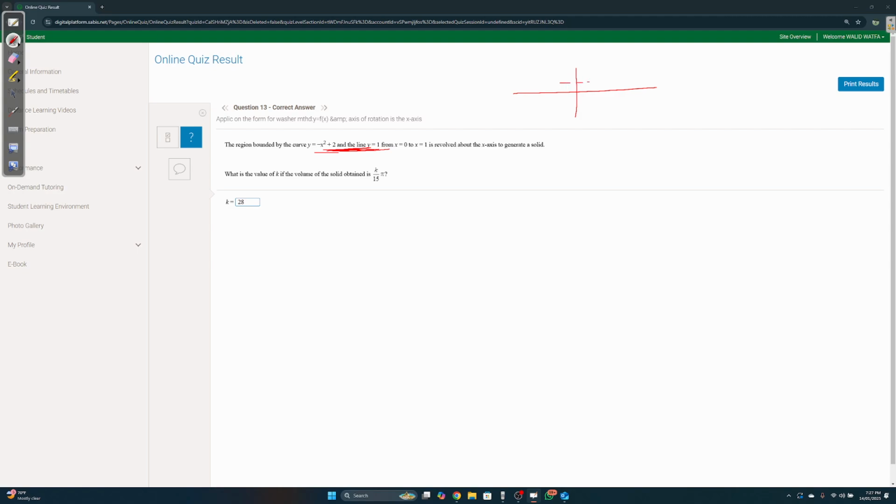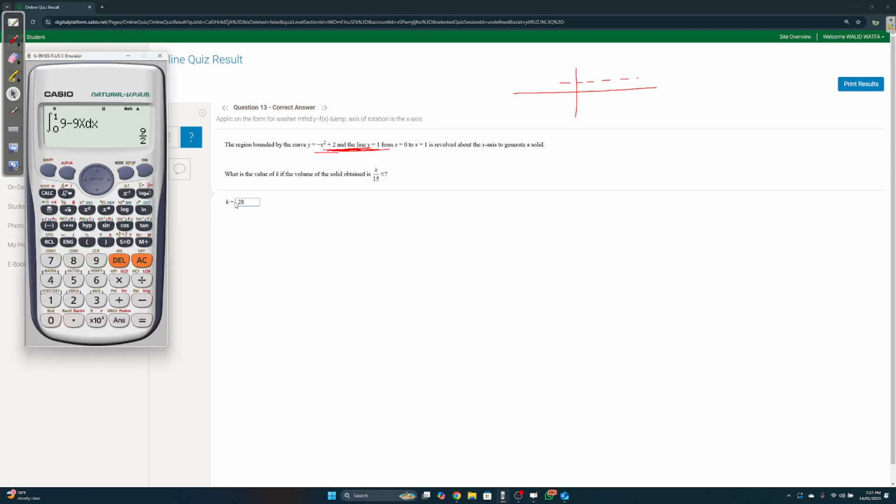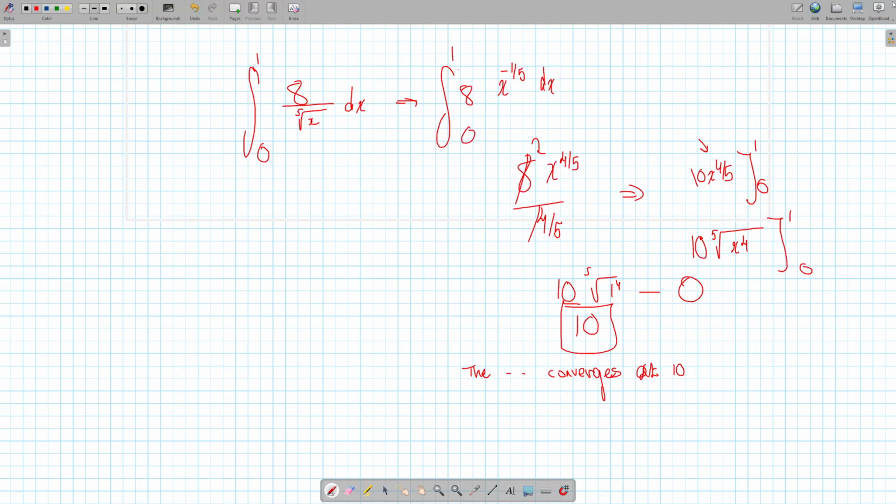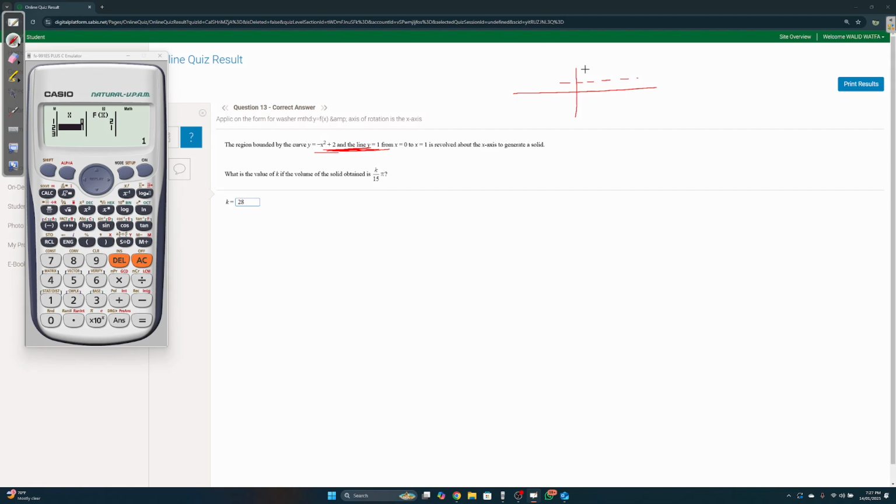y equals 1 looks like this. Minus x squared plus 2, from 0 until 1. It should be above it. So at 0 it's 2, and at 1 it's 1. So it looks like this.